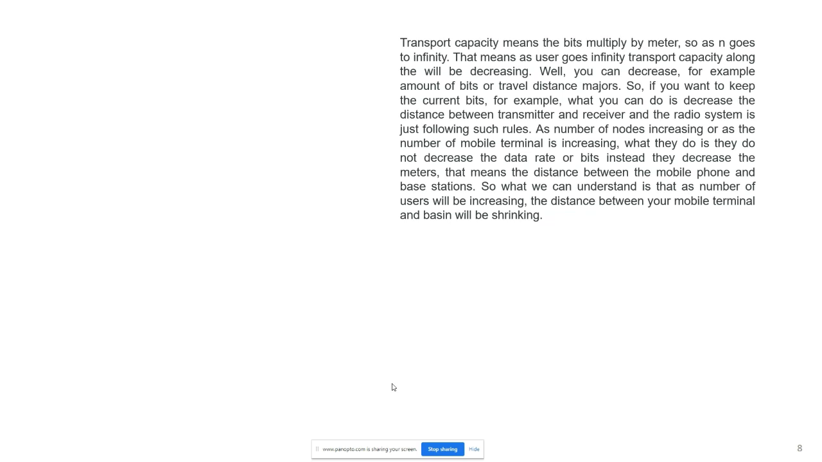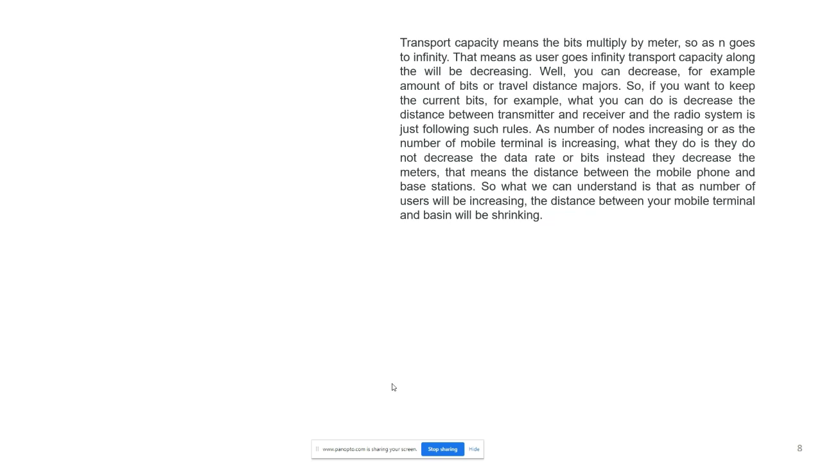So, as the number of nodes or the number of mobile terminals is increasing, what they do is they do not decrease the data rate or bits. Instead, they decrease the meters. That means the distance between the mobile phone and the base stations. That's why kung mapapansin nyo, merong mga base station na malapit sa inyo, kasi hindi pwedeng bawasan yung data rate or yung bits. That's why ang binabawasan nila is yung distance between dun sa transmitter and doon sa receiver.